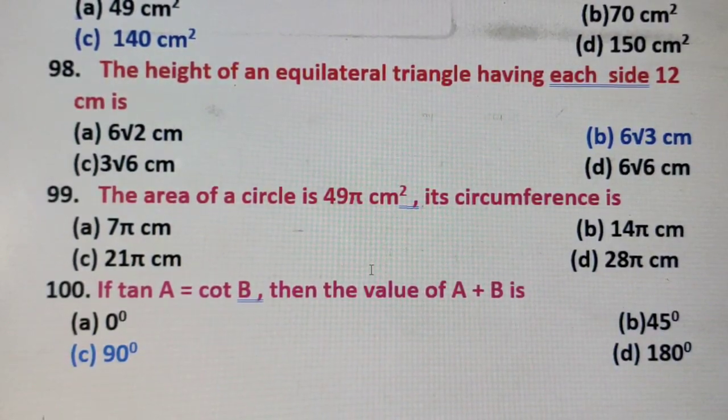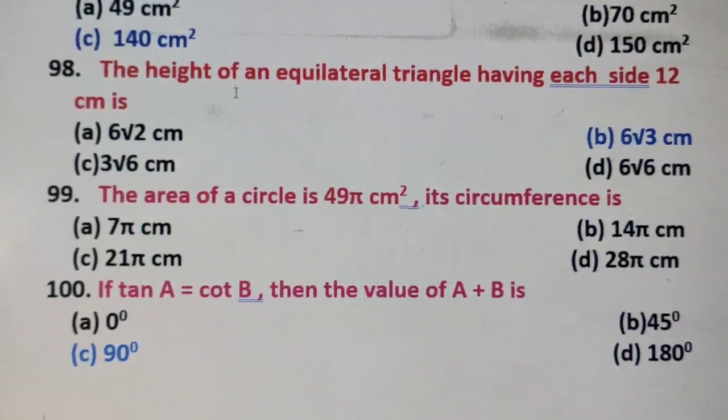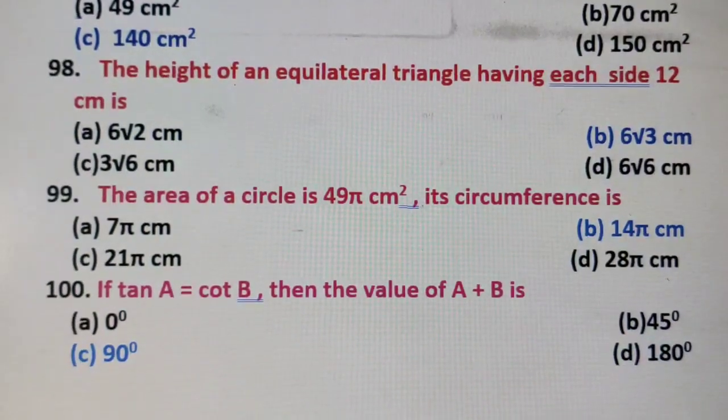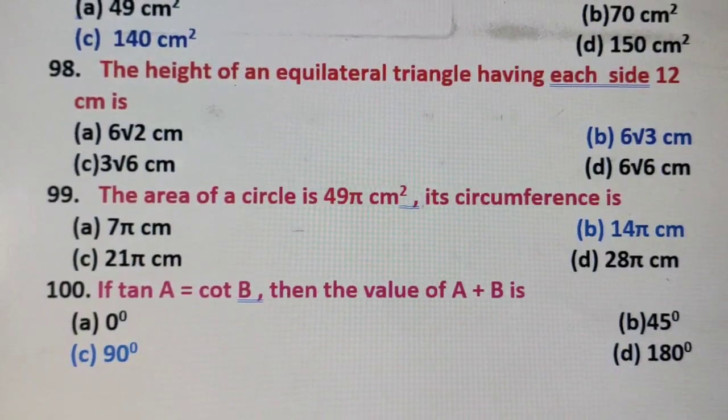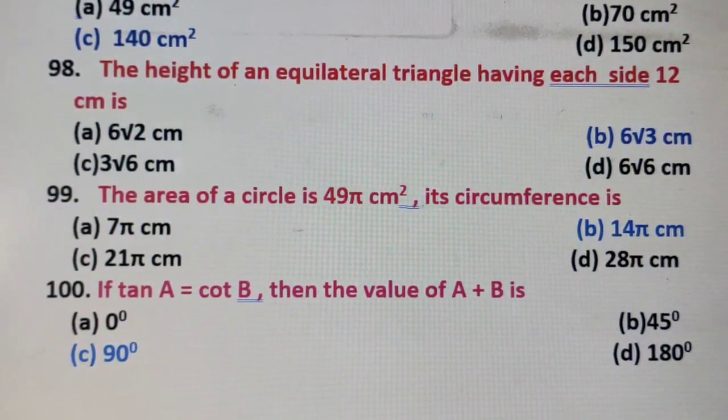The area of a circle is 49 pi centimeter square. Circumference is equal to? If the area of a circle is 49 pi centimeter square, the radius is 7, the circumference is equal to 14 pi. If tan A equals cot B, the value of A plus B is 90 degree.